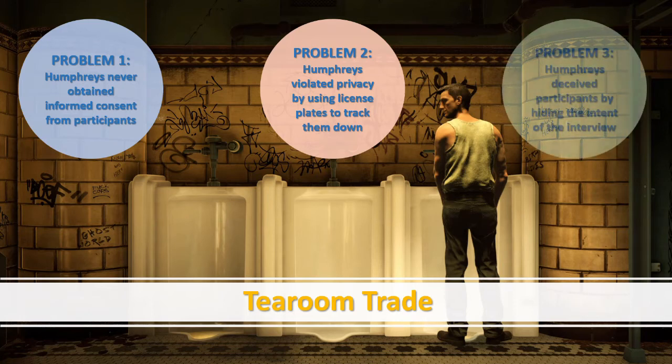Third, Humphreys deceived participants by hiding the intent of the interviews when he found participants at their home. You can probably see why the tea room trade study is taught as a principal example of unethical social scientific research.